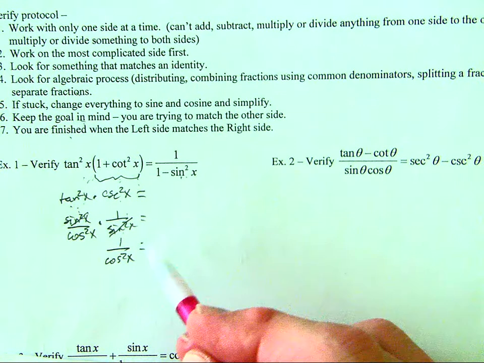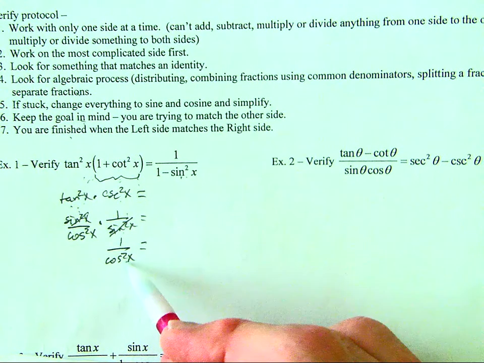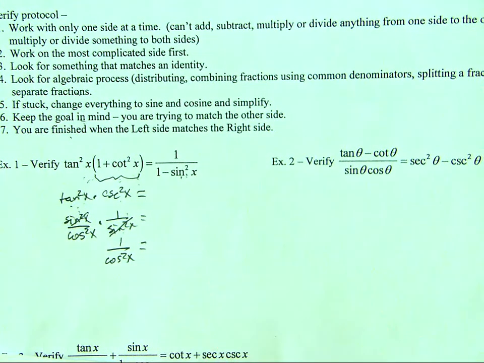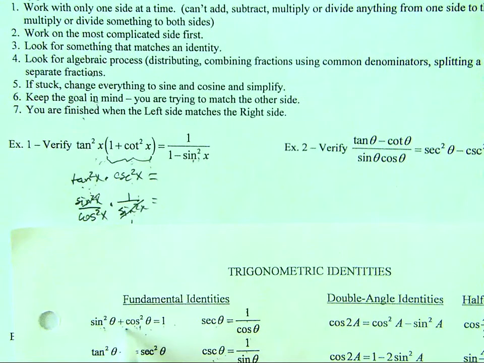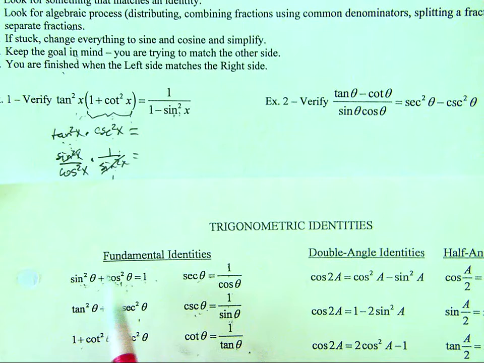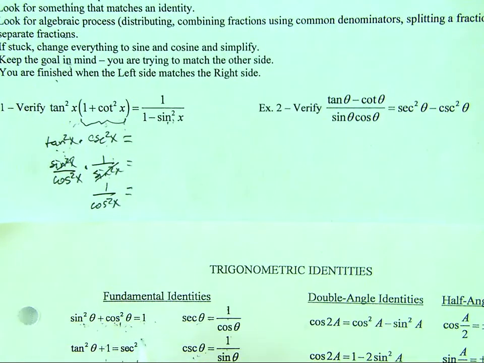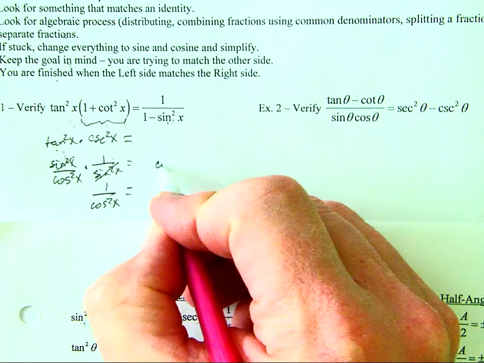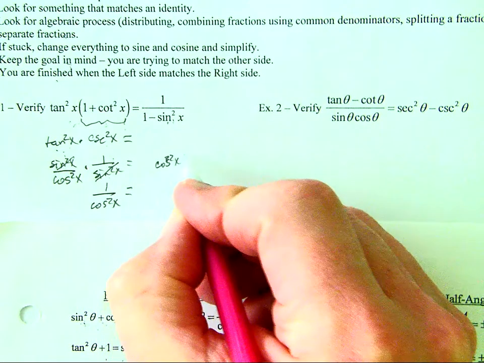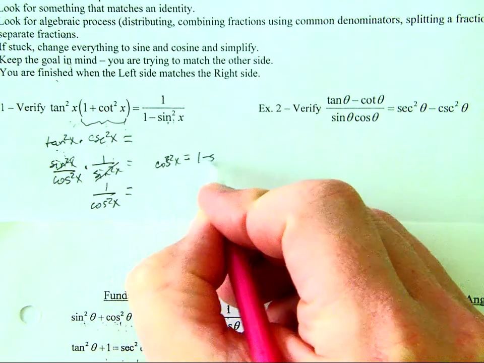Now again, looking at the two sides, I have a cosine squared and a sine squared. We want to look at our identities for anything that relates those two. Well, that very first Pythagorean identity says sine squared plus cosine squared equals 1. Let's see if we can use that. Like here, what if we took that and moved the sine squared to the other side? If we did that, wouldn't it say cosine squared x equals 1 minus sine squared x?